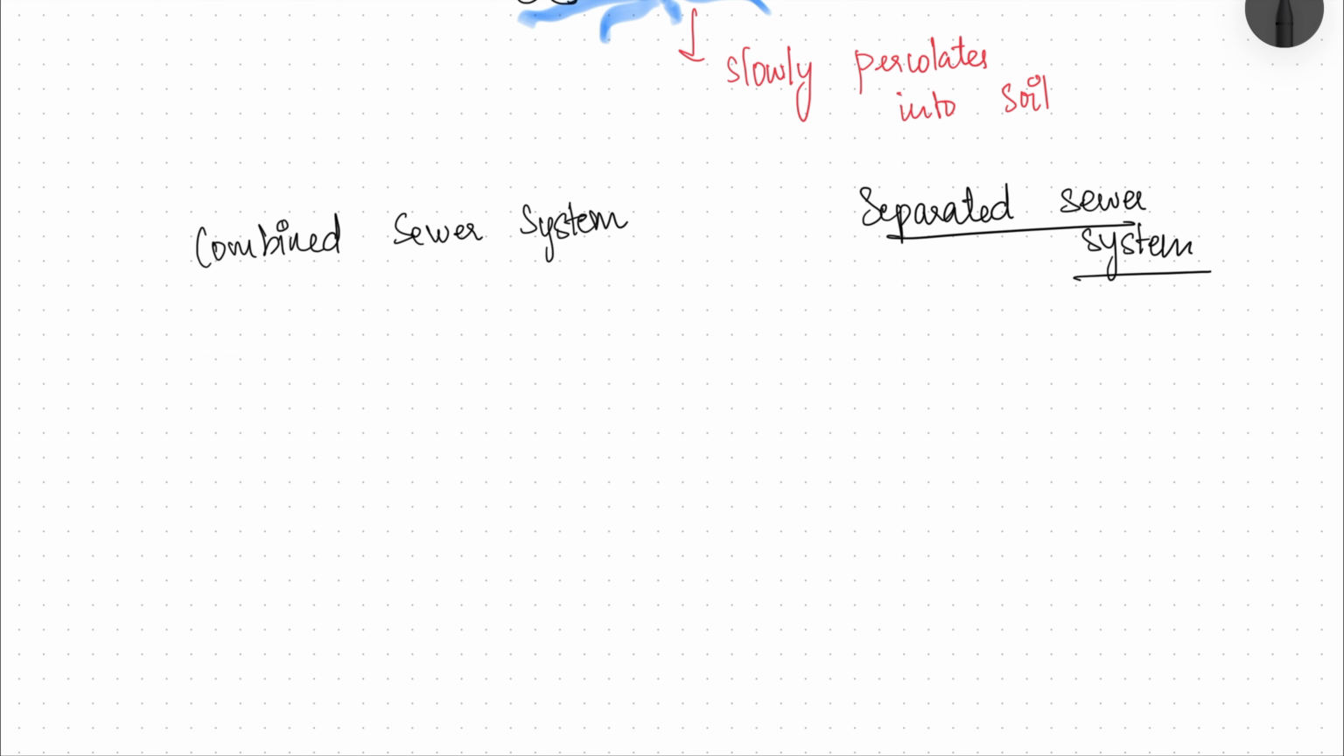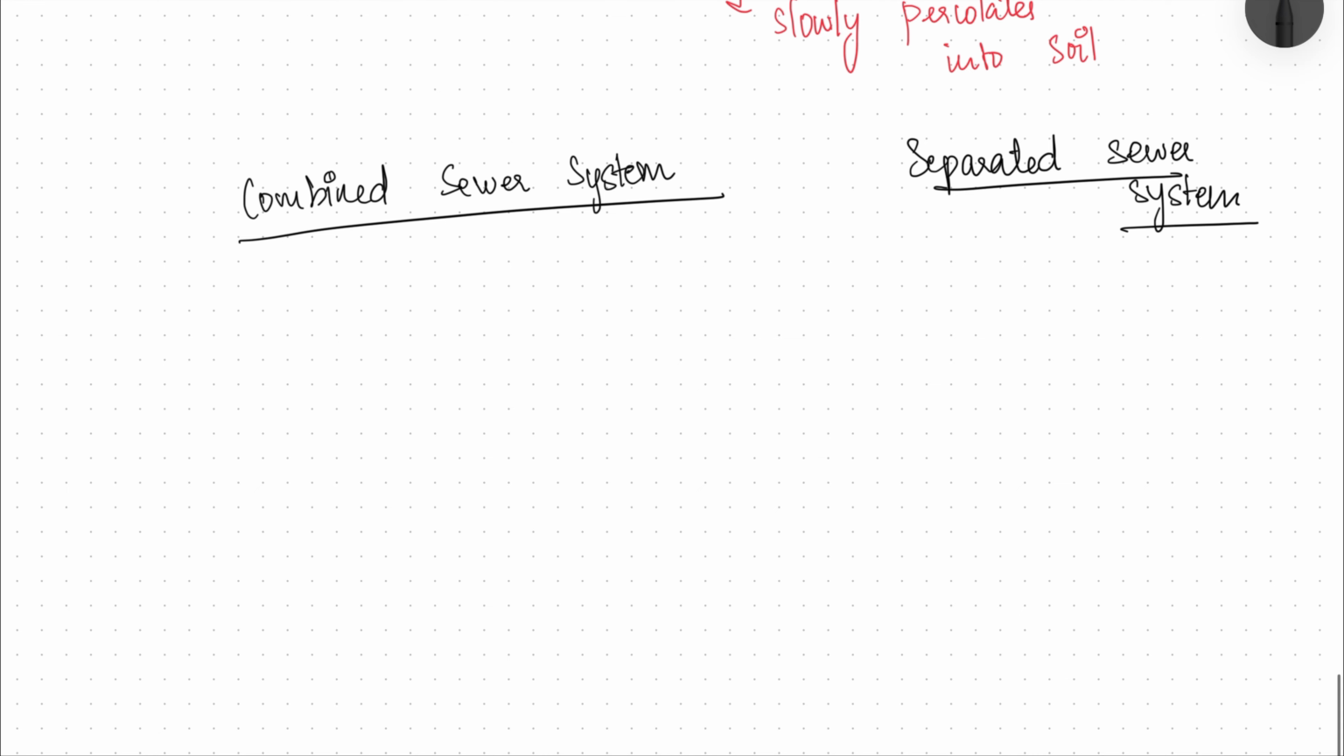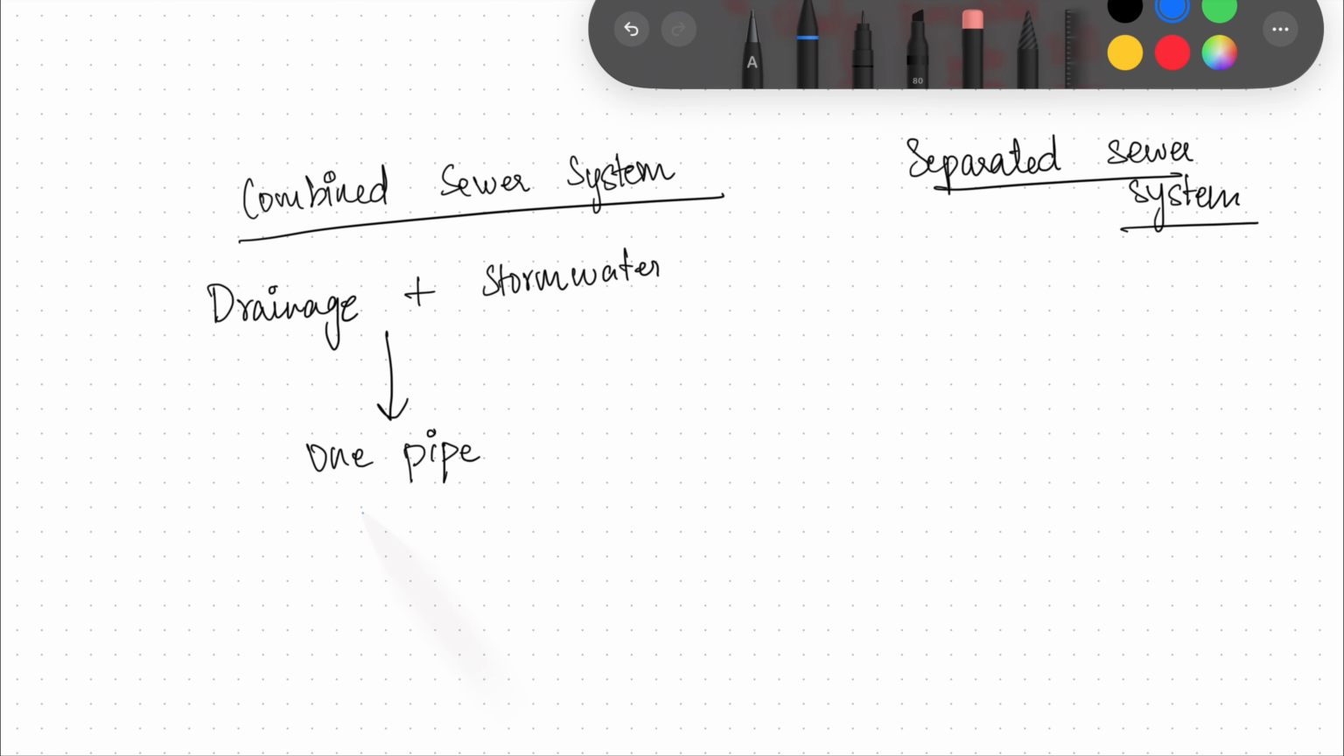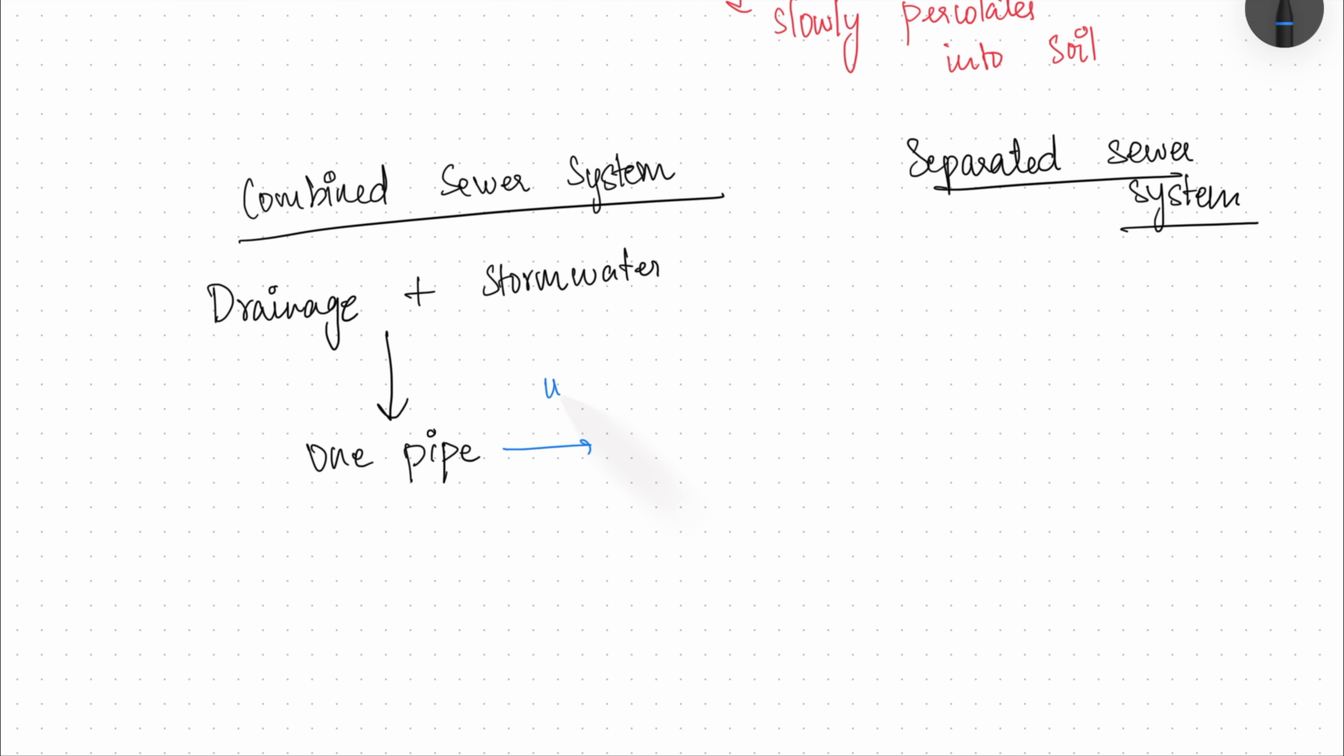Okay. In a combined sewer system, both your drainage from the home and other buildings plus your stormwater from the rain both pass through one single pipe, right? And in case of heavy rains, the overflow from this pipe is directly let into the water bodies.